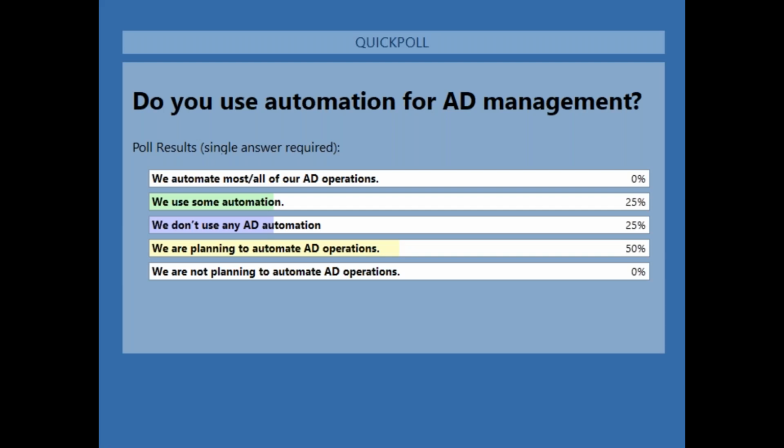So nobody said they're automating most or all. That's not surprising. That's okay. A quarter using some automation, a quarter using none, and half of you are planning to automate, which is fantastic. So that's good. You're a good audience for this session.